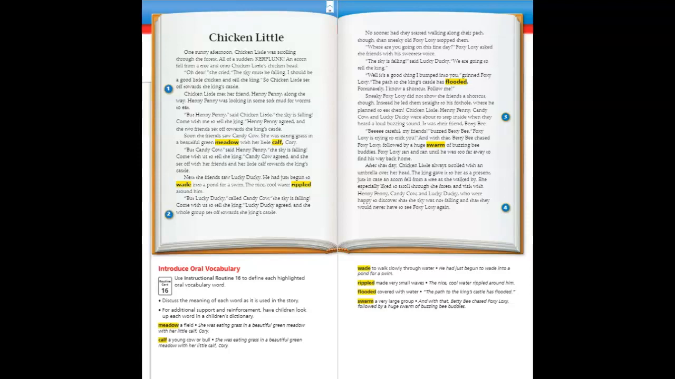Your job is to listen very carefully to this story. I want you to think about the different characters, find out where the story takes place, and see if there is a lesson to be learned in this story. After we finish reading the story, we will go over the yellow highlighted vocabulary words that were included in our story, Chicken Little. So let's get started.